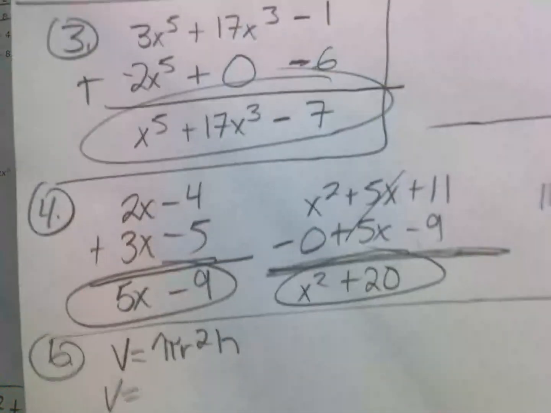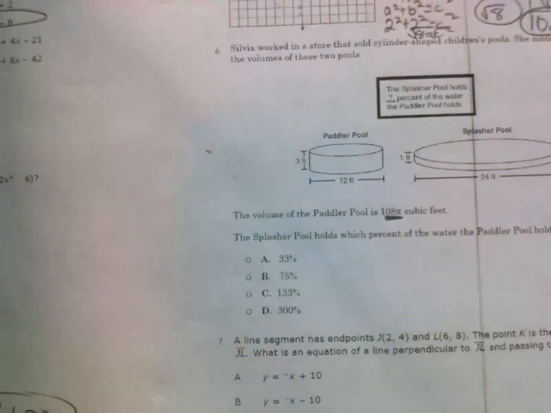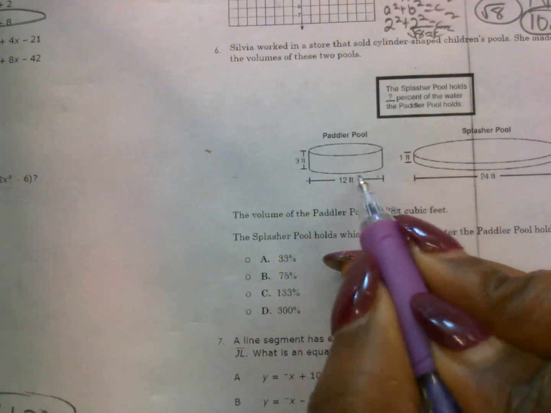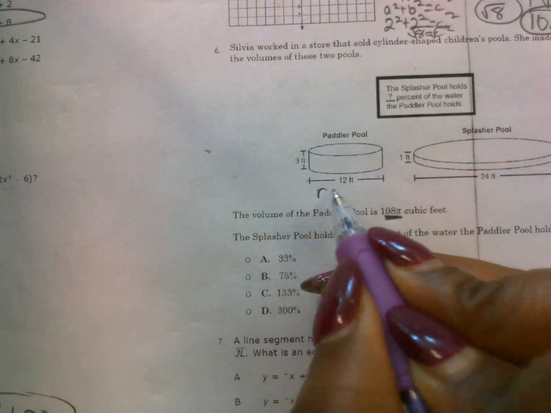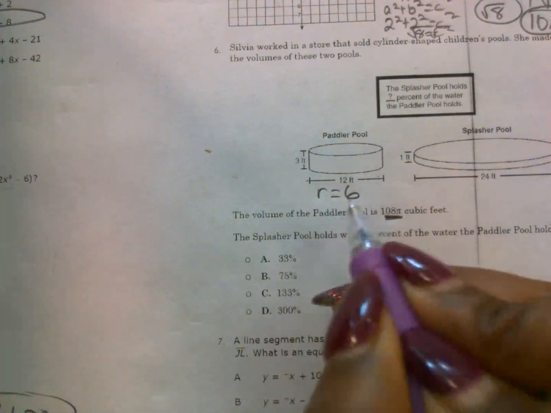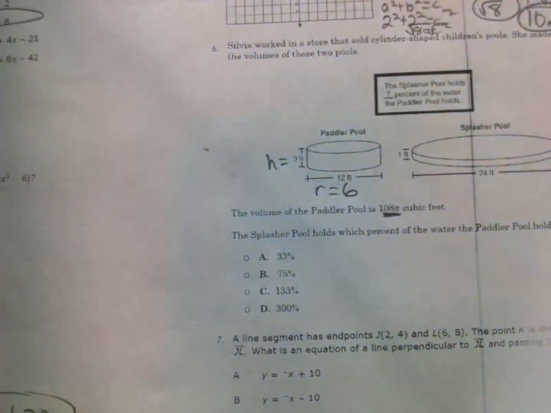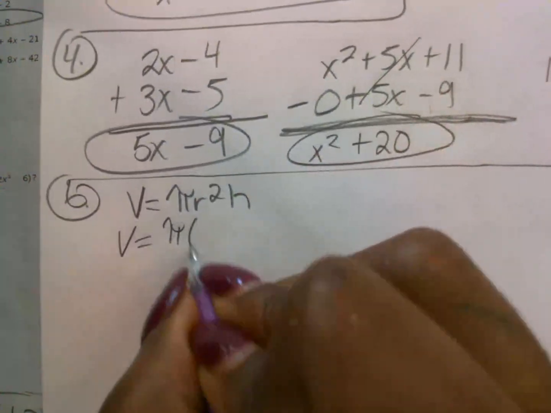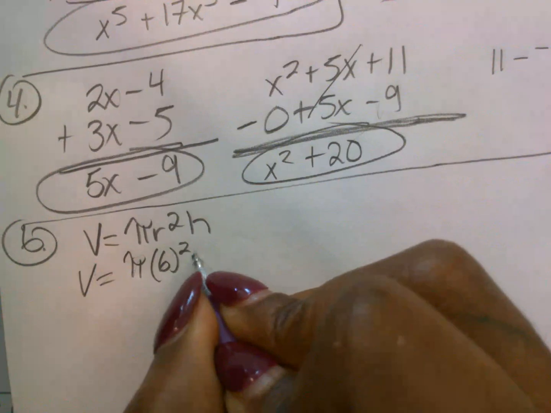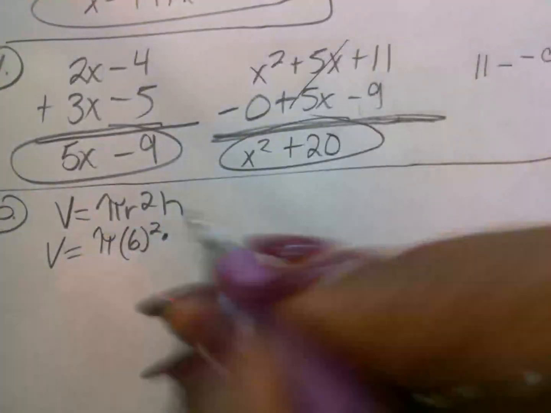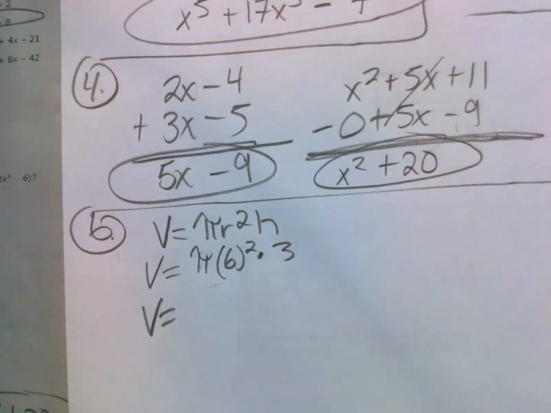All right, so we're going to leave pi the way it is, and we got our radius. If the diameter from here to here is 12, then what's the radius? 6. The radius here is equal to 6. The diameter is 12, the radius is 6. And the height, h, is 3. So now we're going to substitute. We have 6 squared times a height of 3. So our volume for this is going to be, let's multiply it together.